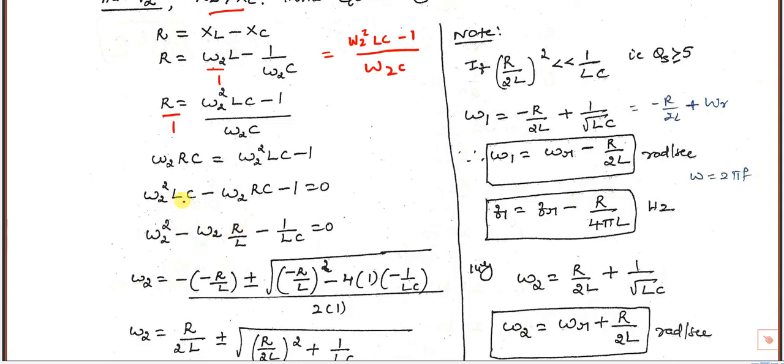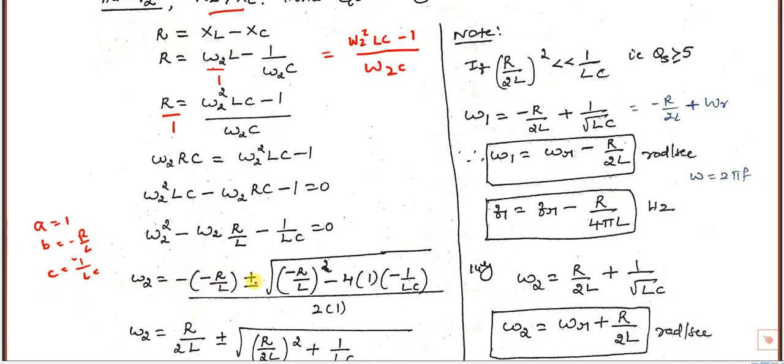Then divide throughout by LC. Omega square, this C will get cancelled. We are left with R by L and 1 by LC. Again, this is a quadratic equation, A x square minus bx plus c. A value is 1. B value is minus R by L. C value is minus 1 by LC.